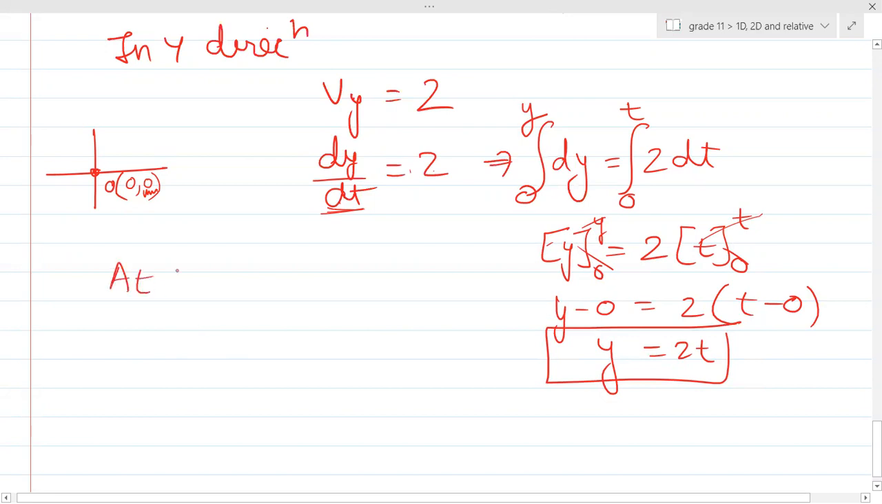Can anyone tell me at t equals 2 seconds, what will be the y coordinate?